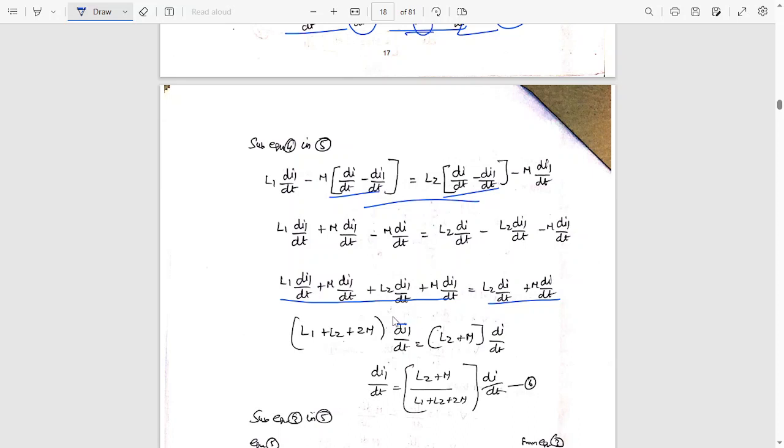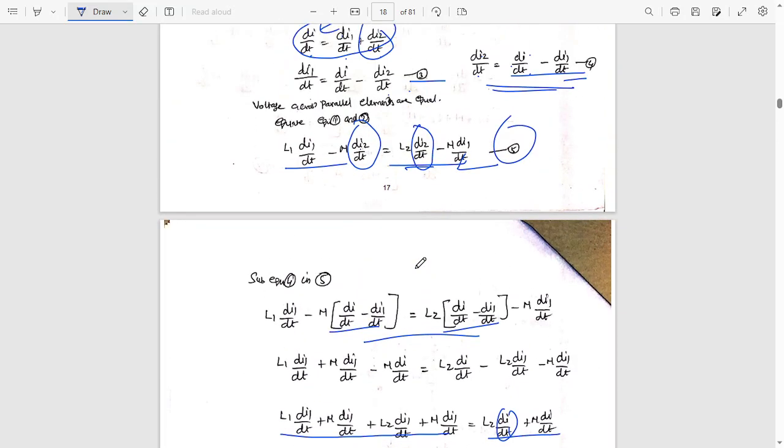I have taken di1 by dt outside. I got L1 plus L2 plus 2M. Here I have taken di by dt out, so I will get L2 plus M into di by dt. So di1 by dt can be written as, this can be taken to the numerator, L2 plus M by L1 plus L2 plus 2M di by dt. Equation number 6. The next step is I need to substitute equation number 3 in this equation.